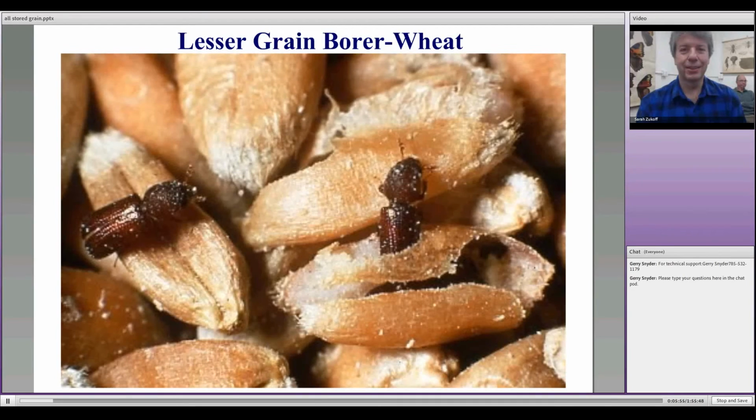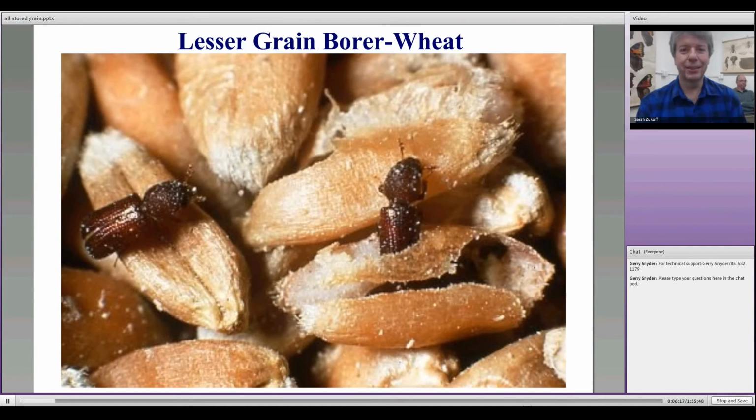Lesser grain borer, okay? This is a little bullet-shaped brown beetle. Smaller than a grain kernel, so this is wheat in the photo. You can imagine much smaller than corn. I will say that this one generally 99% of the time will not be found on corn, but it is the most serious pest of wheat and rice in the more southern states.